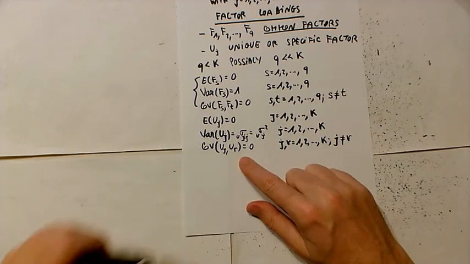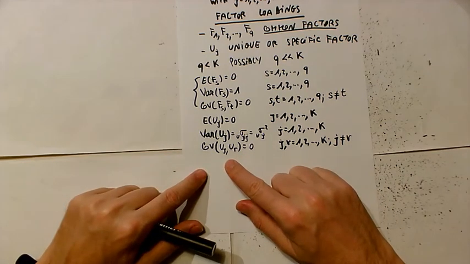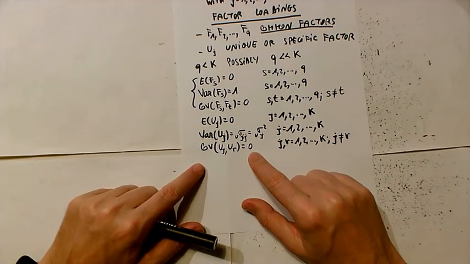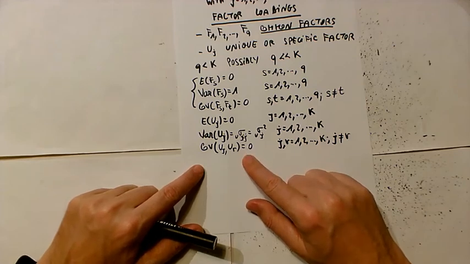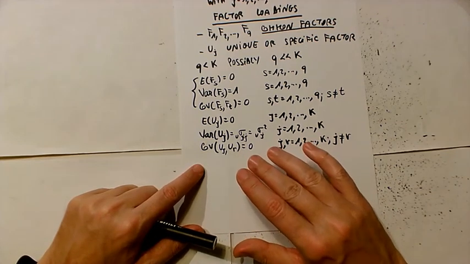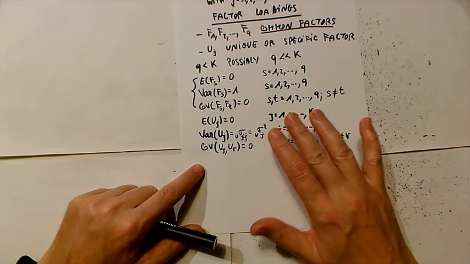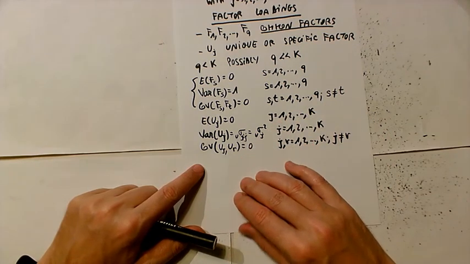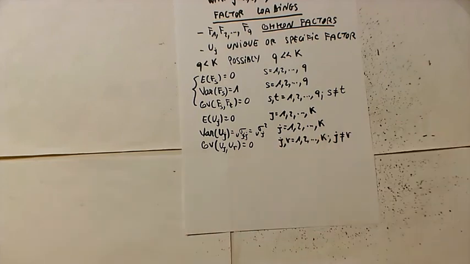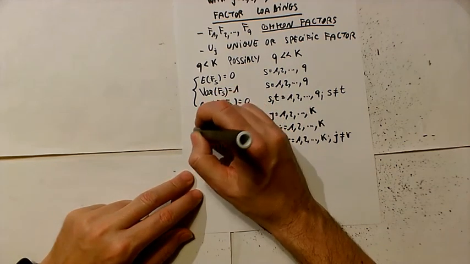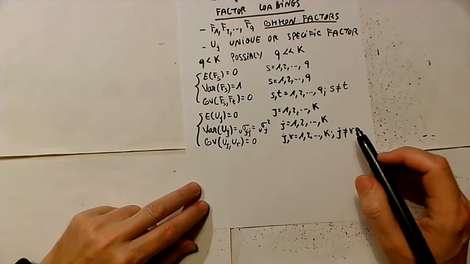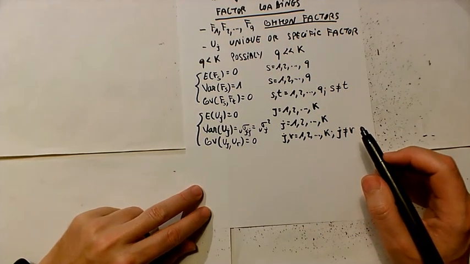So if we consider any couple of unique factors uj, ur, these variables are uncorrelated too. So each unique factor provides a different information with respect to the others. So they are uncorrelated variables. Finally, these properties concern the unique factors.